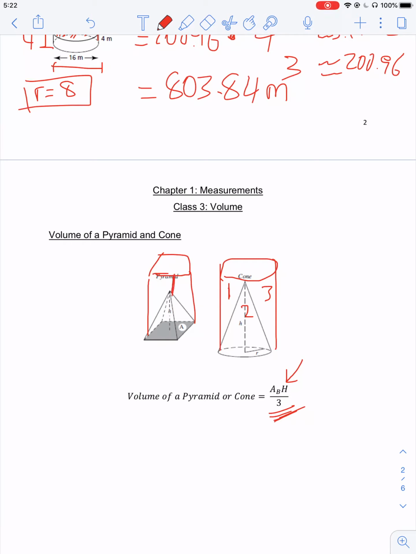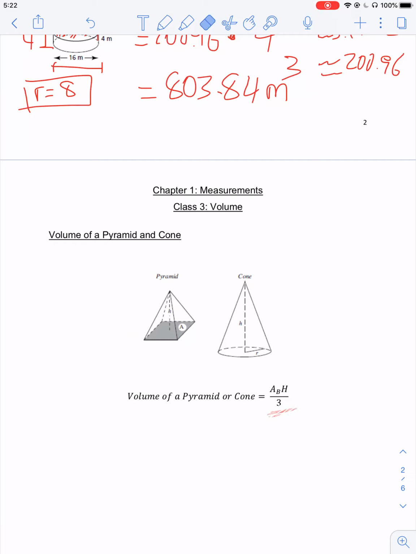You don't need to understand all this stuff, right? If you are comfortable with just applying the formula, then you're good to go, okay? Just remember that the cone and pyramid, you have to divide by 3, okay? But for the prism and cylinder, you don't have to, okay? And these formulas will be given to you.